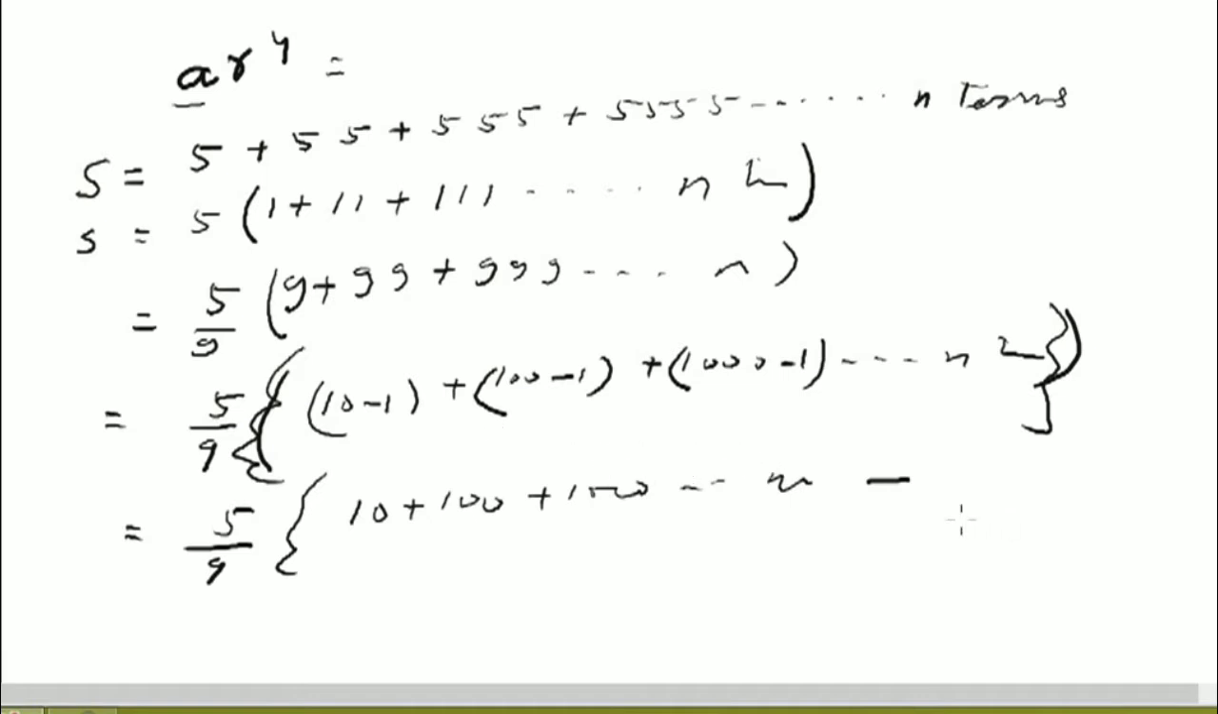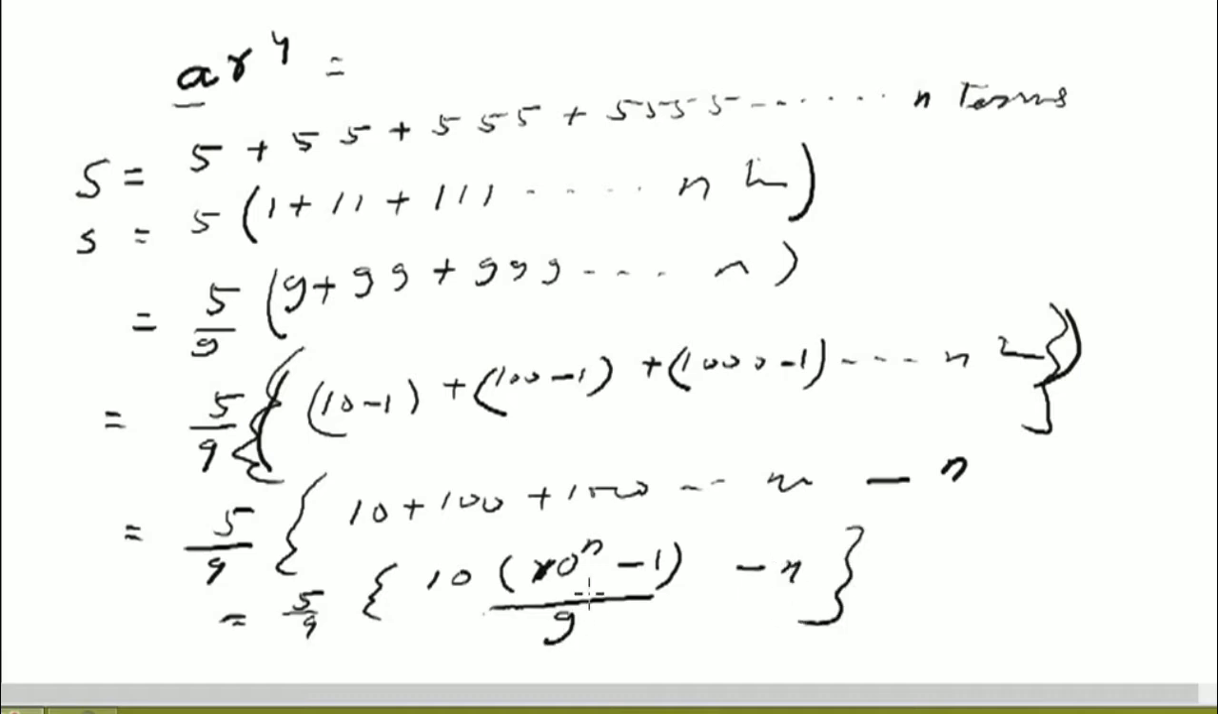Now this series is in GP: 10, 100, 1000. Common ratio is 10. First term is 10. So it is A r to the power n minus 1 by r minus 1, that is 10 to the power n minus 1 by 10 minus 1, 9. And it is minus n. Don't forget writing n. This is important.